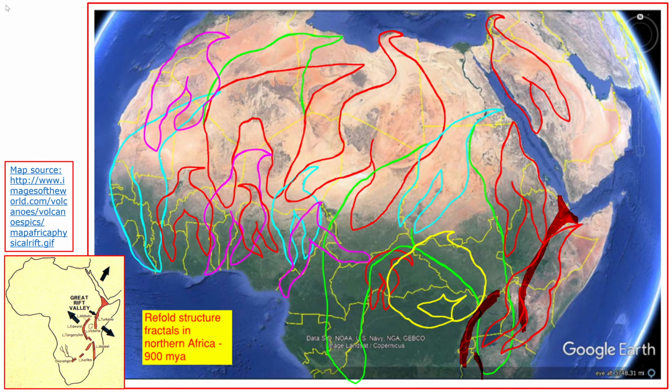Okay, this is Northern and Central Africa. Fractals shown there. And I drew in a red highlighter the faults that are shown from this published study over here, showing the Great Rift Valley. You can see this red one here is definitely controlled by that fault system.